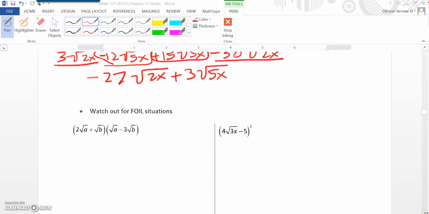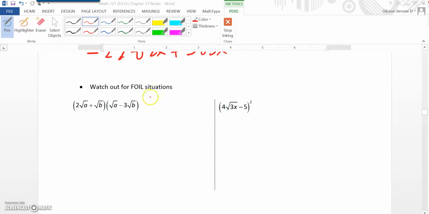Now we scroll down here. It says, watch out for FOIL situations. So we know with the FOIL situation, we would just distribute the first term by these two terms, and then the last term by these two terms. So we would take 2 times square root of a times the square root of a plus 2 times the square root of a times the negative 3 square root b.